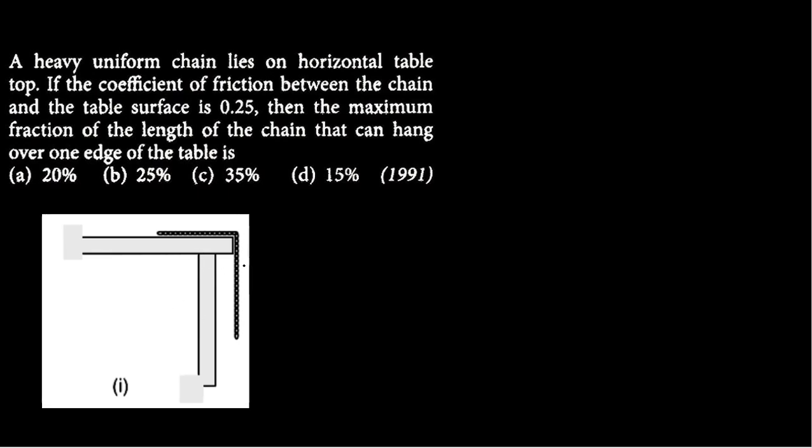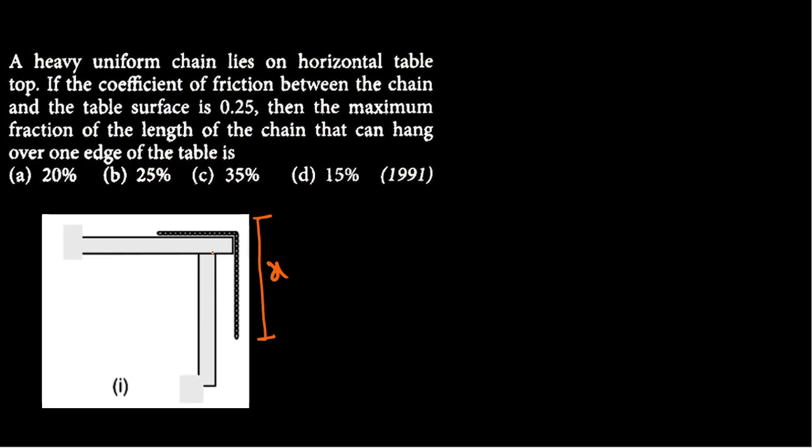The chain will hang like this. Some part of the chain is on the table and some part of the chain is hanging from the table. The part of the chain which is hanging from the table, suppose that its length is x. Suppose that its weight is w. This weight will try to pull the chain in the downward direction.